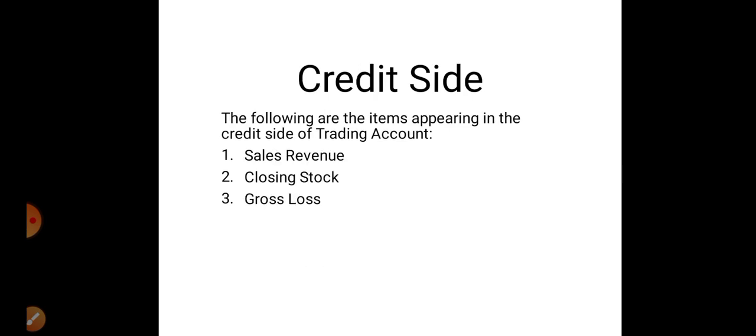Now we have the contents of the credit side. What are the contents of the credit side? Number 1, sales revenue. Sales revenue means net sales. Net sales is calculated by deducting the sales return from the sales. Next we will write closing stock. What is closing stock? The amount of goods left unsold at the end of the year. At the end of the year, the part of the stock which is left unsold in the godown is known as closing stock.